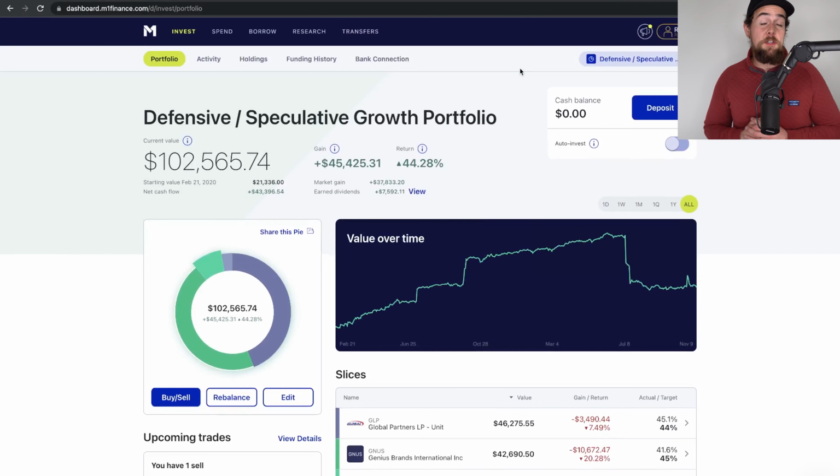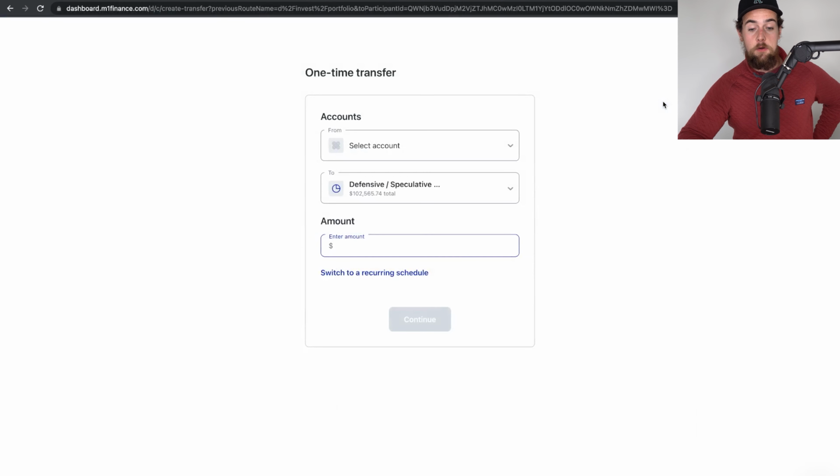And then if you were looking to invest more money into your portfolio, you can initiate a manual transfer by basically clicking this blue deposit button right here, and you select what account it's coming from, where you want to put it, and how much money.